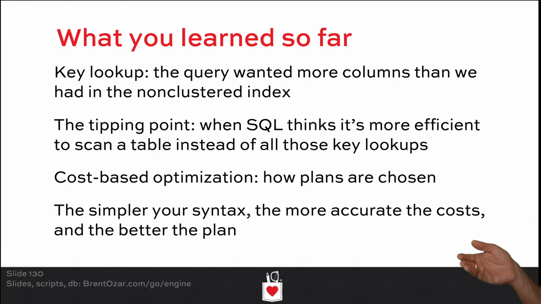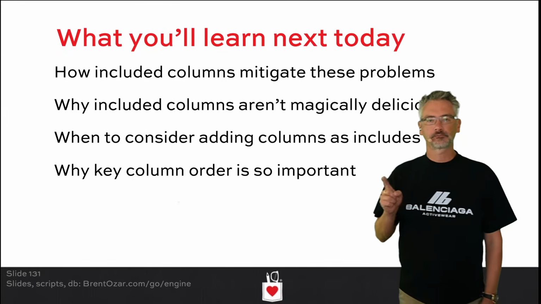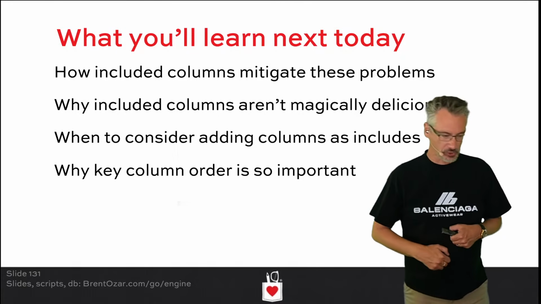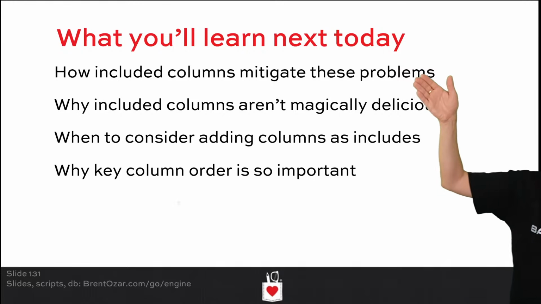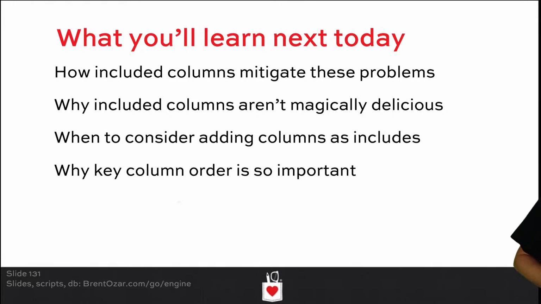You can improve your odds with cost-based optimization by writing the simplest queries possible. The simpler your queries are, the easier they are for people to understand, and the more likely it is that you're going to get the execution plans that you want. What you're going to learn next is how included columns mitigate those problems, why included columns aren't as cool as people think they are, and then when to consider adding those columns as included.